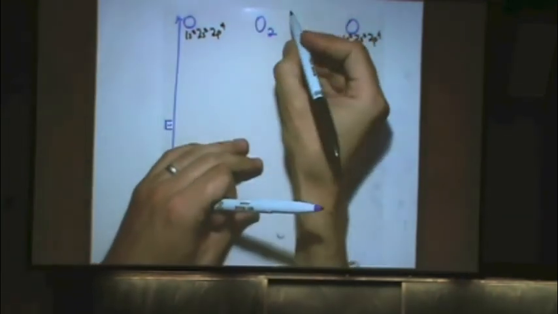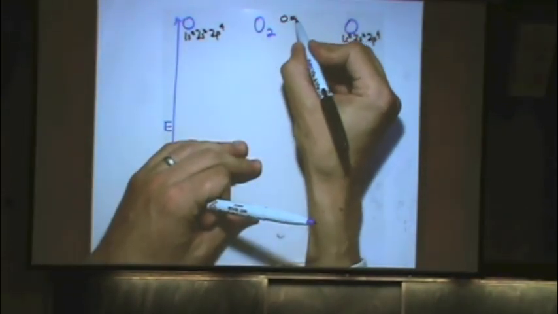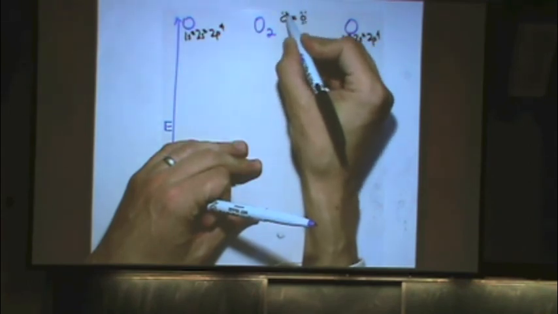By the way, I also know the Lewis structure for oxygen. It's this. That's the Lewis structure. You draw it out. So I'm going to expect at the end to get a bond order of 2. We'll see what happens.